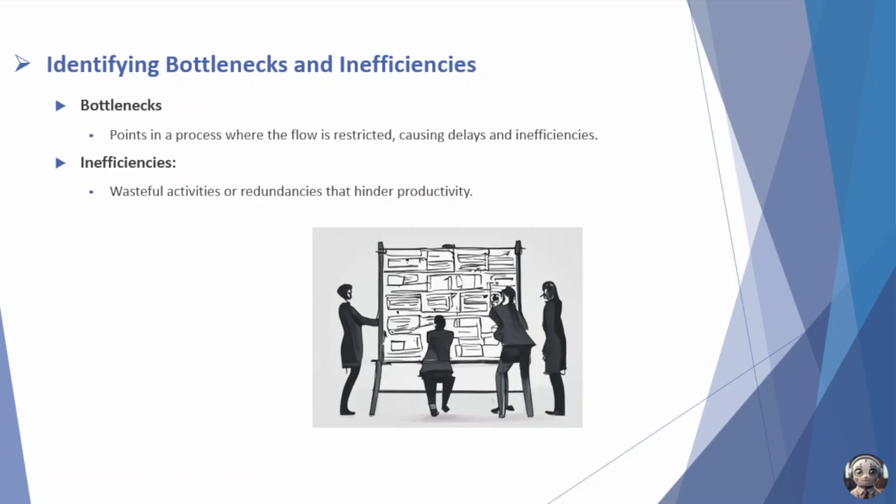These technologies can also automate routine tasks, streamline communication, and facilitate better collaboration among team members, thereby reducing the likelihood of bottlenecks occurring. Regular performance reviews and continuous improvement initiatives are also essential for identifying and addressing bottlenecks and inefficiencies. By regularly evaluating processes, gathering feedback from stakeholders, and implementing changes based on lessons learned, organizations can adapt to evolving challenges and ensure that they remain efficient and competitive in their respective industries.